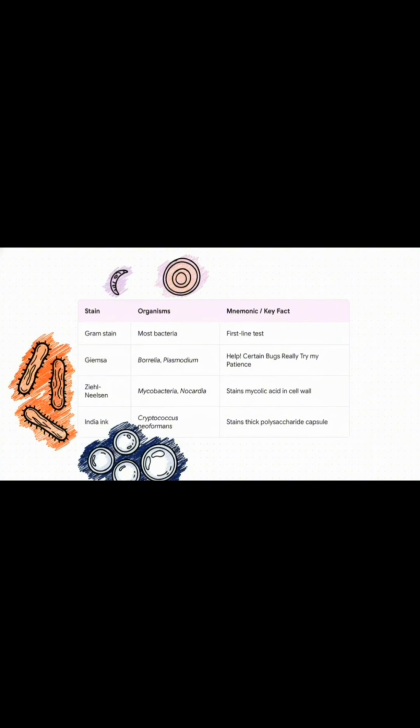This table is pure gold for your studying. You absolutely, positively need to have these associations down cold. Giemsa stain, that's for those tricky intracellular bugs like chlamydia or parasites like Plasmodium. Ziehl-Neelsen is your go-to for mycobacteria; that high mycolic acid content in their walls makes them acid-fast. And if you see a question mention India ink, your brain should immediately jump to Cryptococcus neoformans. The ink stains the background, leaving this beautiful clear halo around its thick capsule.